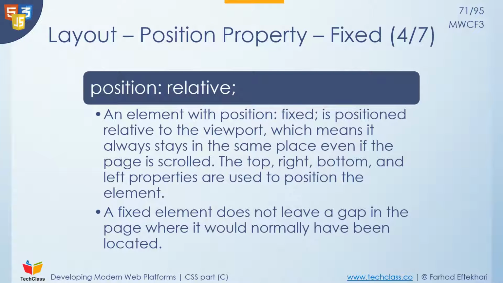Okay, now the name here is wrong. I'm going to fix it. Now we have position fixed. An element with position fixed is positioned relative to the viewport, which means it always stays in the same place even if the page is scrolled. The top, right, bottom, and left properties are used to position the element. A fixed element does not leave a gap in the page where it would normally have been located.